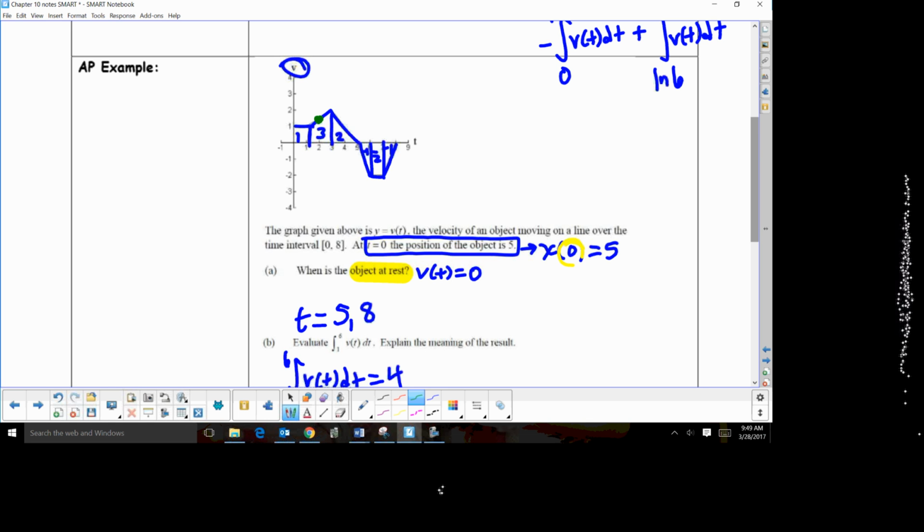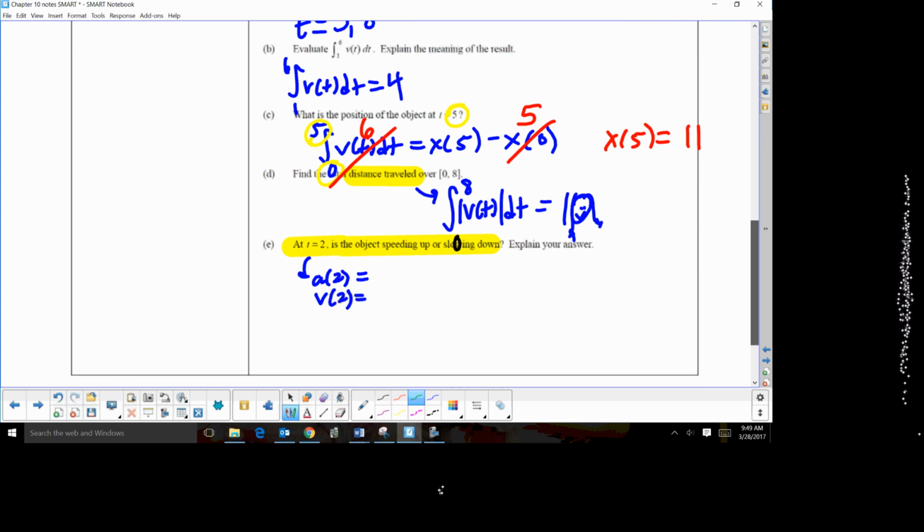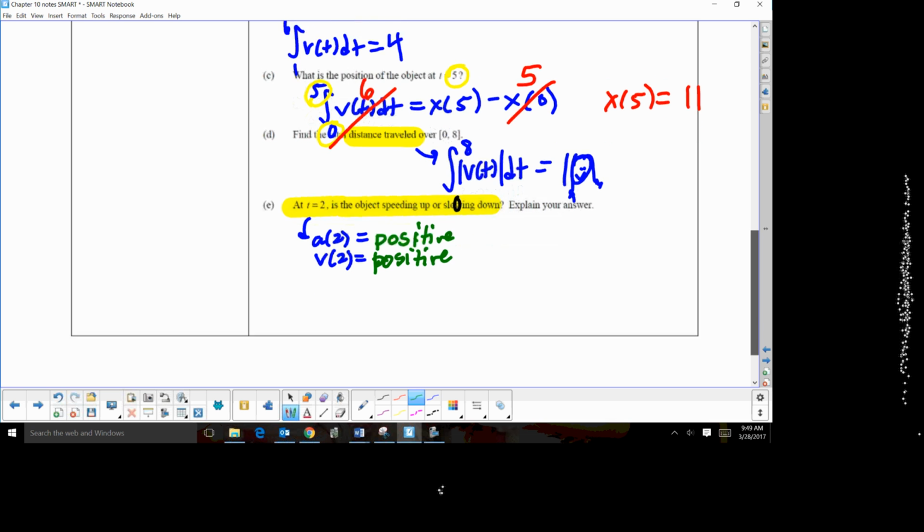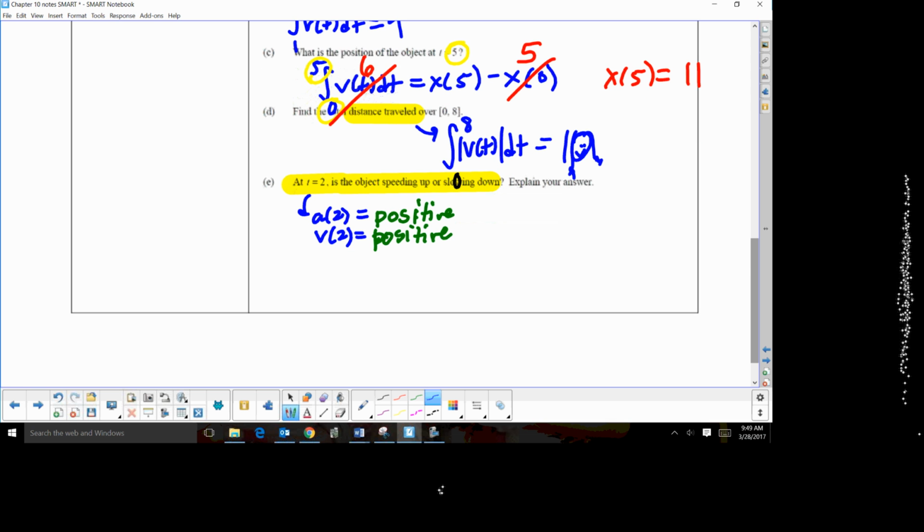It's the slope. Okay, so the slopes are the A of t's, right? So is that slope at 2 positive or negative? Positive. So both of these guys are positive and positive. So what is my answer then? Okay, the object is speeding up.